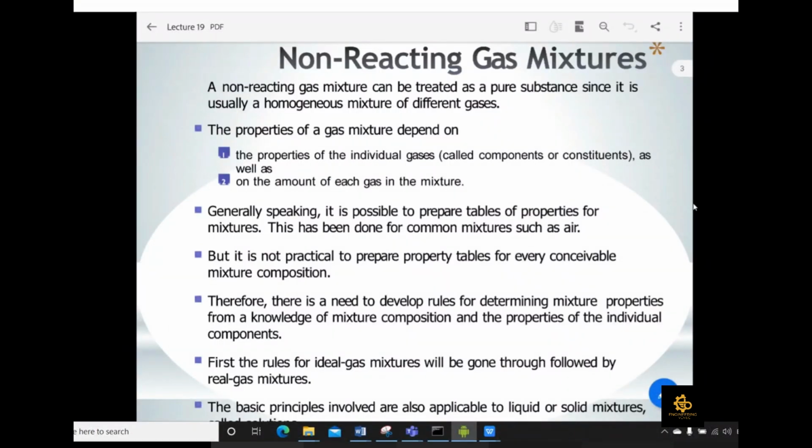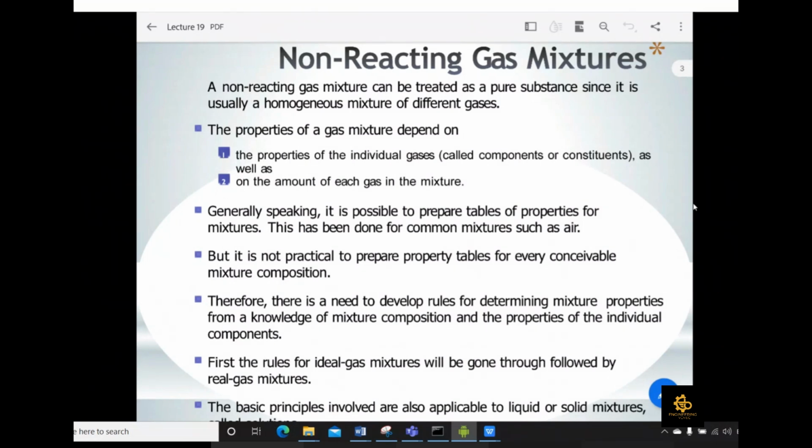Now coming to the non-reacting gas mixture, which is related to the combustion process. A non-reacting gas mixture can be treated as a pure substance since it is usually a homogeneous mixture of different gases. When we talk about burning fuel, it does not consist of only one type of gas. There are several gases which make up that type of fuel. For example, gasoline: there are different gases which make up these types of fuels.